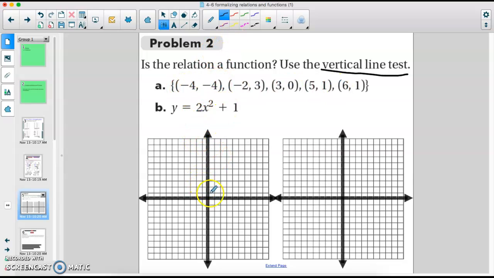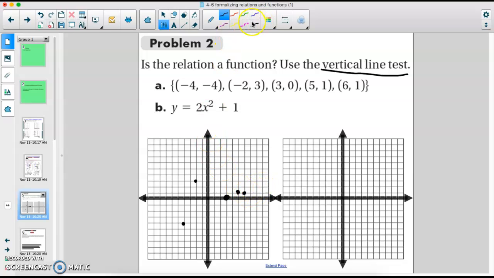Okay, so -4, -4, 1, 2, 3, 4, 1, 2, 3, 4 down, -4 is right here, and then -2 and up 3 is right here. 3, 0, that would be to the right 3, but then you don't go up or down any. 5, 1, so for 5, 1, and 6, 1, which would be right next to it.